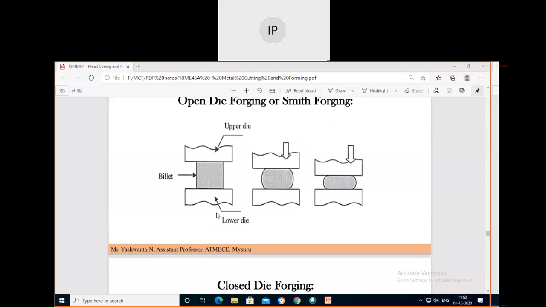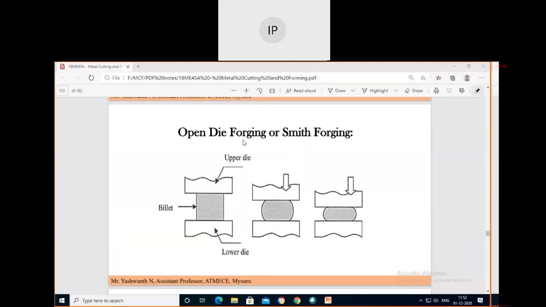Some advantages of open die forging: this process is relatively simple. A skilled person is not required to operate this process. It makes use of simple and inexpensive dies. We just have to use the dies and some required equipment to operate this operation.